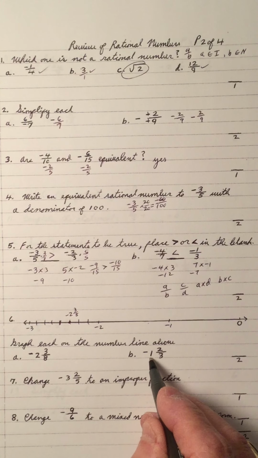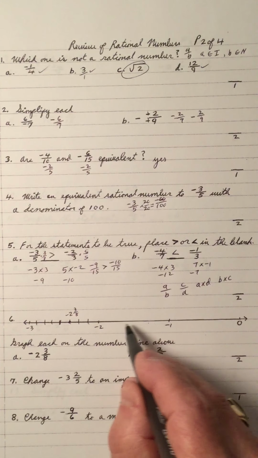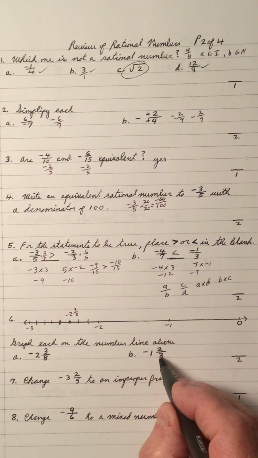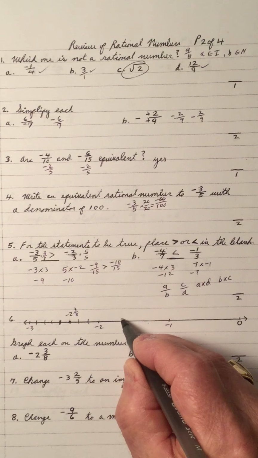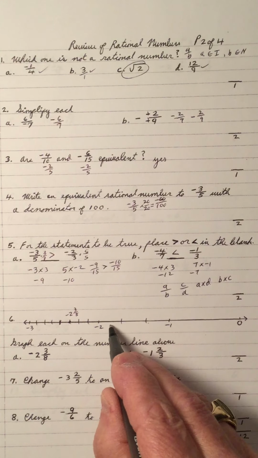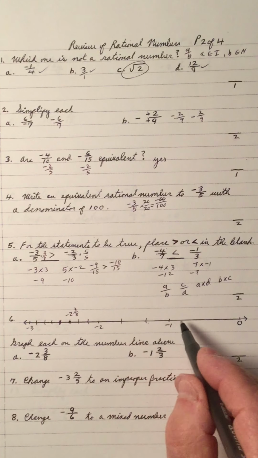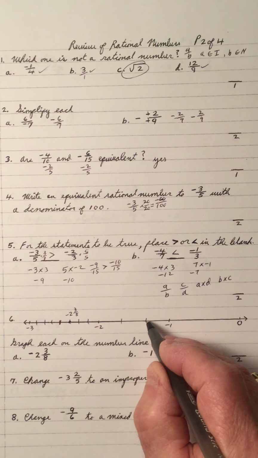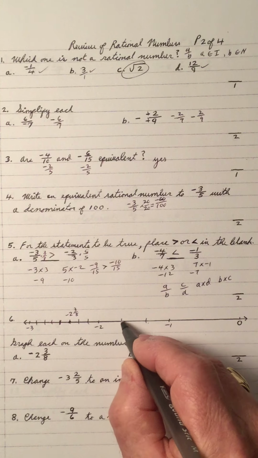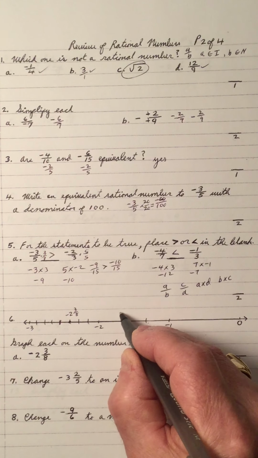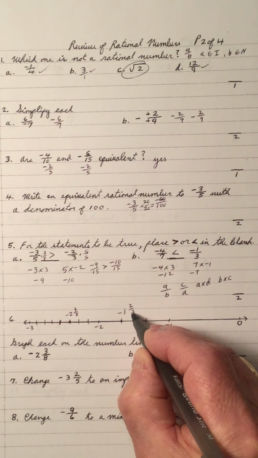And a negative 1 and 2/3. Negative 1, negative 2 is in between here. So it's divided into 3 pieces. So 1, 2, 3. Make 2 cuts. 3 pieces. So negative 1, that's 1/3, and that's 2/3. So there it is right there. Negative 1 and 2/3.